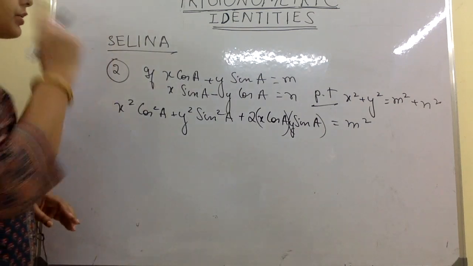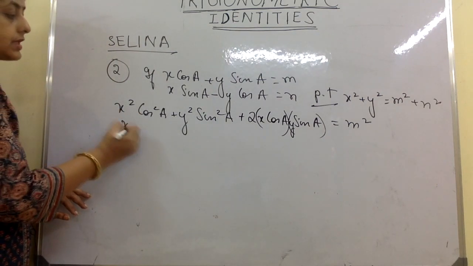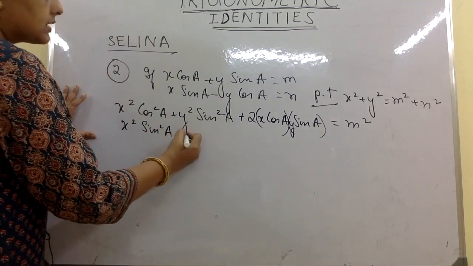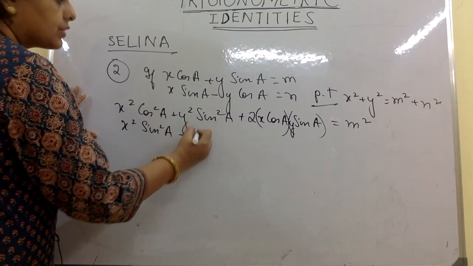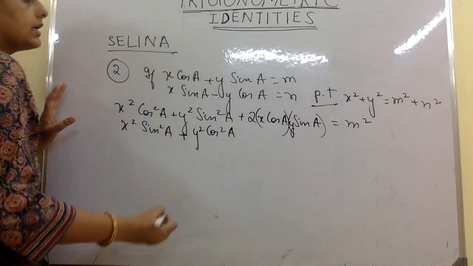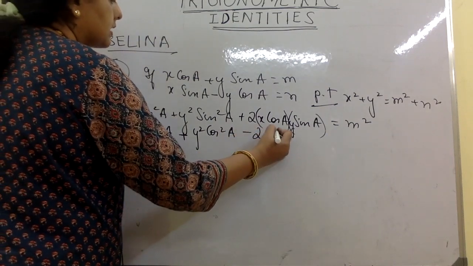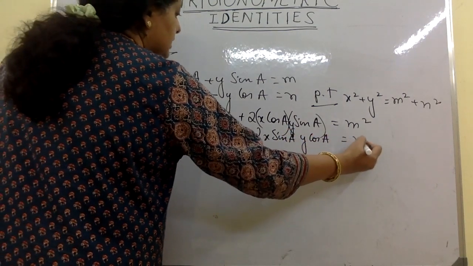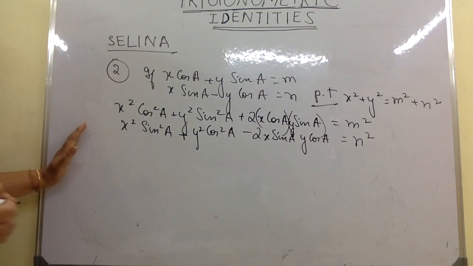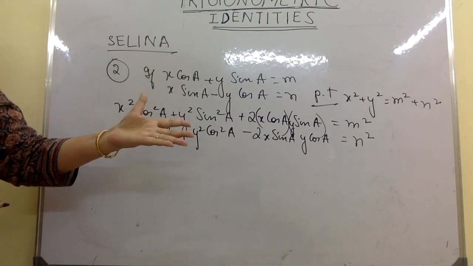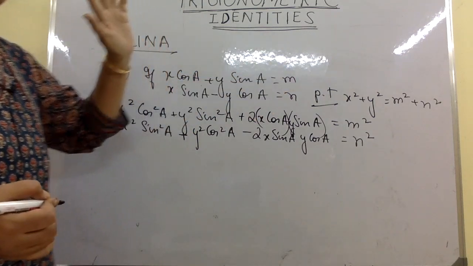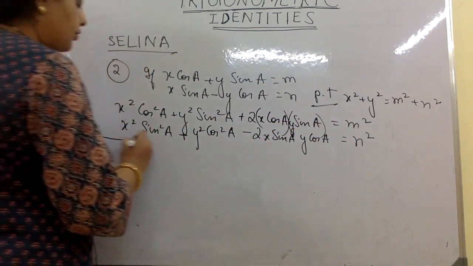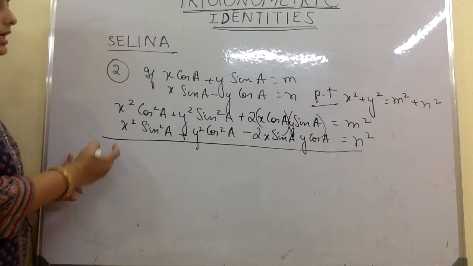First statement. Now let me write the second statement, which is x square, this one again. Sin square a, that's my a, plus b square, which is y square cos square a, minus 2 x sin a and y cos a, that is equal to n square. So I have written the square of this on both sides. If I square this side, I will have to square that side also. Now note one thing, I have already got m square plus n square.